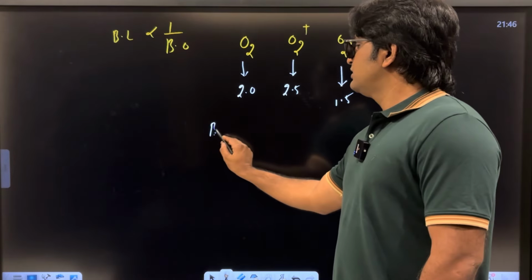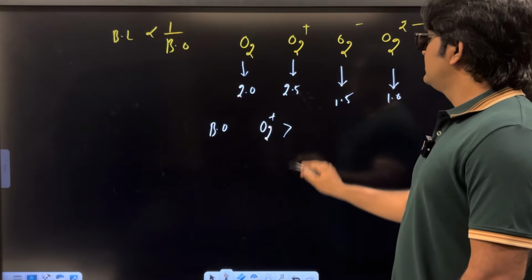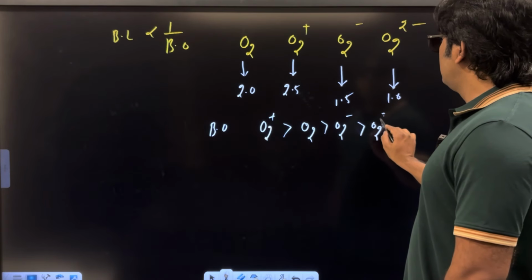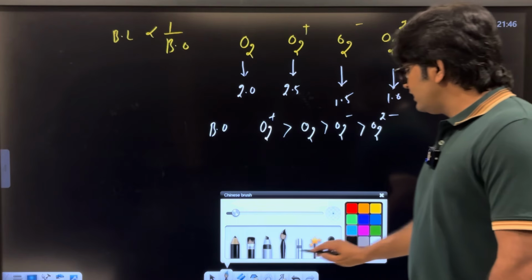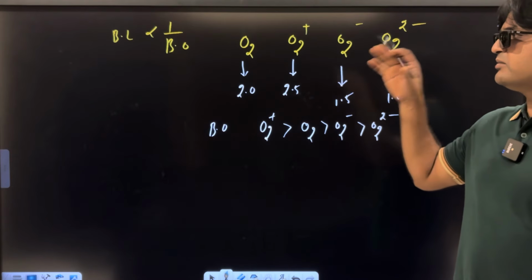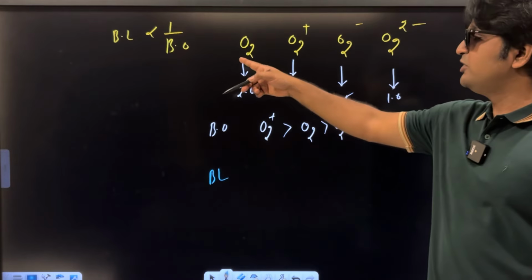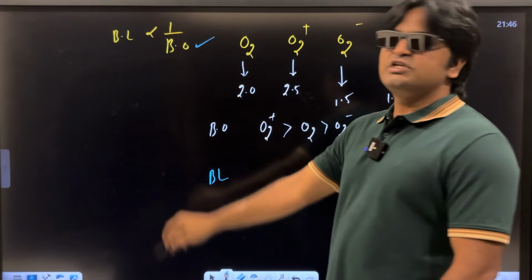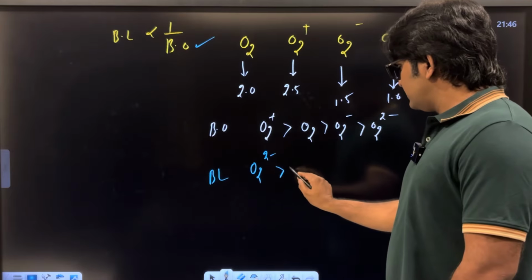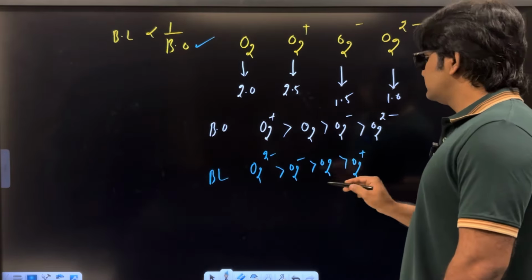So first, how to write the bond order? Here first I am giving priority to O2 plus greater than O2 greater than O2 minus greater than O2 2 minus. Next, if you want to write bond length, this comparison is very important. Once you check PYQs, you will get a lot of questions from this bond order and bond length comparison. Next, I am going to compare bond length. What is the relation between bond length and bond order? Bond length is inversely proportional to bond order. Then the bond length is O2 2 minus greater than O2 minus greater than O2 greater than O2 plus. That is the bond length.